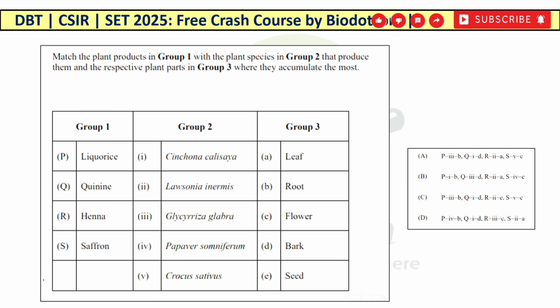So do practice all the questions and make pointers out of them because it will be beneficial for you while revising. So let's solve the first question of today's video. You have to match the plant product mentioned in group 1 with the plant species in group 2 that produces them, so you have to match the sources, and group 3 where they accumulate the most.